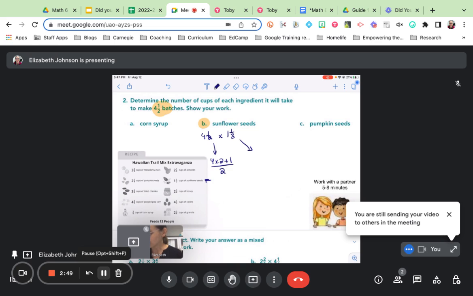Now 1 1/3. 1 times 3 plus 1. And our denominator is 3. 4 times 2 is 8, and 8 plus 1 is 9. This is 9 halves. 1 times 3 is 3, and 3 plus 1 is 4. 1 1/3 is the same thing as 4/3. So what we're really multiplying together here is 9 halves times 4/3. We're going to multiply numerator times numerator and denominator times denominator. Now, do you see a way that we could make this easier?